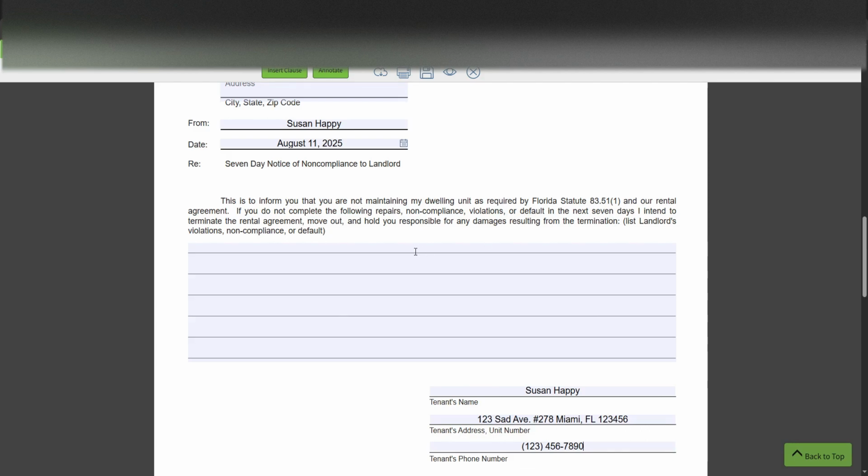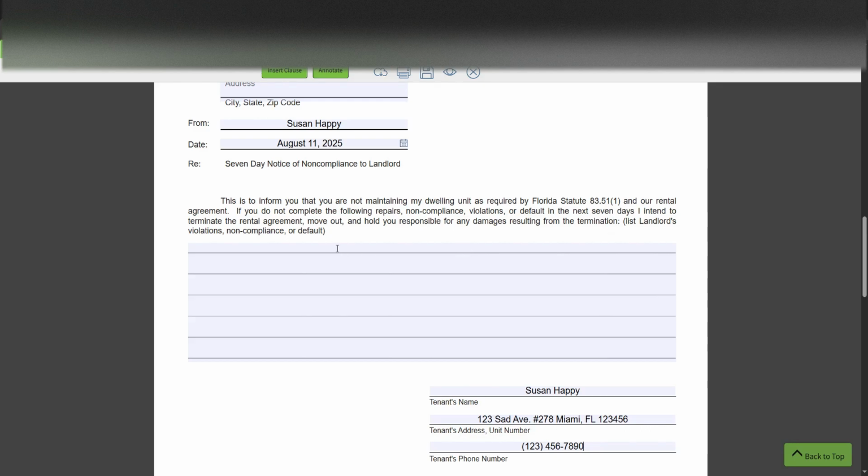And now, to summarize this, the tenant is basically telling the landlord that they're going to be terminating the lease agreement, the rental agreement, moving out of the property, and holding the landlord financially responsible for any damages for having to terminate the lease and move out, because the landlord is not making the following repairs or fixing whatever violations there may be.